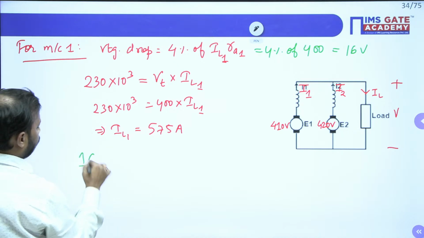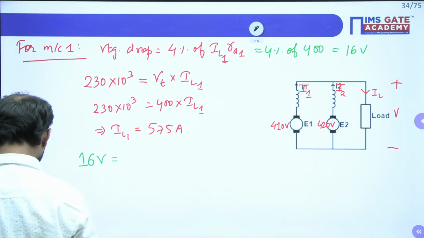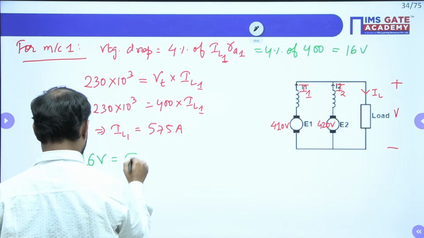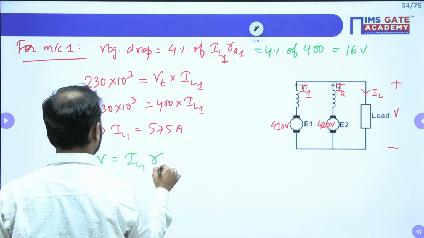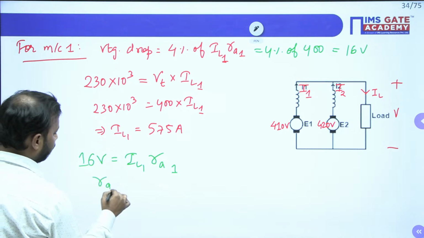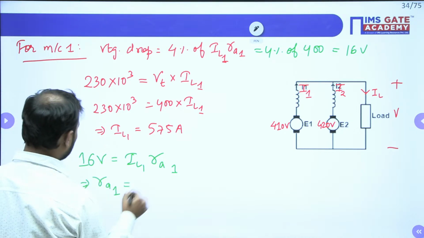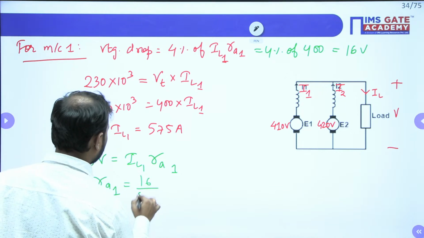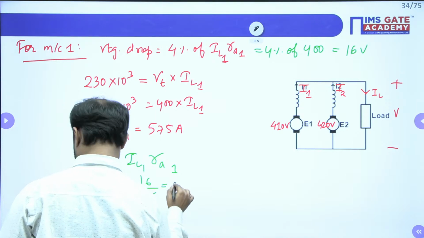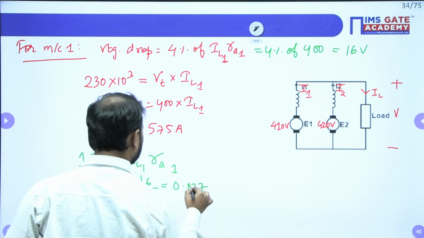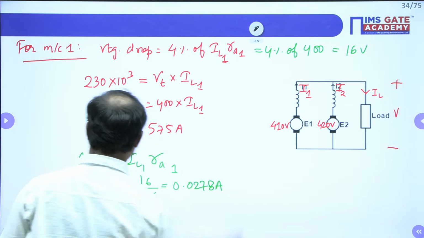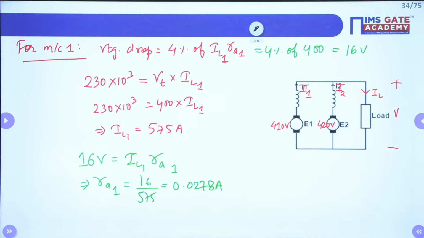So 16 volt is equal to IL1 into RA1. IL1 we have calculated. So from here RA1 is equal to 16 upon 575. This becomes equal to, let me directly write the answer, 0.0278 ohm. Done.